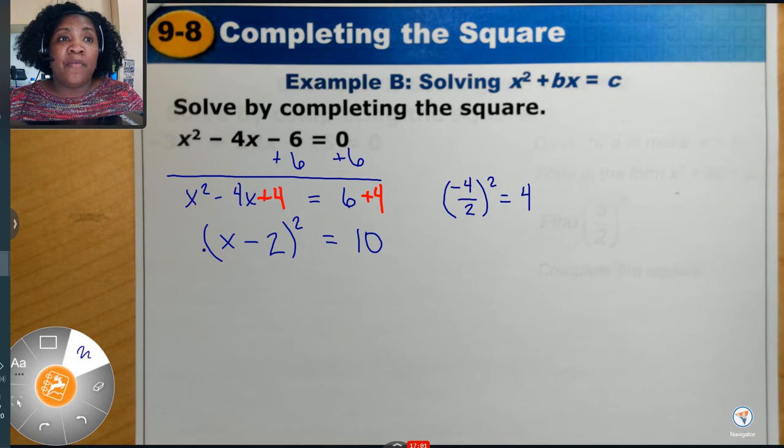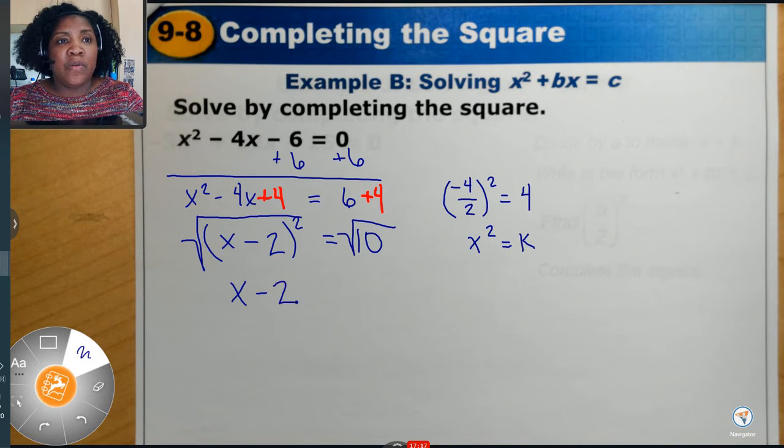Our next step, now that we have this in the format of x squared equal k, we're going to take the square root of both sides. So square root on the left and square root on the right gives me x minus 2, now free from under the radical. And on the right side, I have plus and minus the square root of 10. Because 10 does not contain any perfect square factors, I am going to leave it as the square root of 10. This is what you call an exact answer. Okay, so no decimals necessary, no calculators involved, just leave it as the square root of 10.